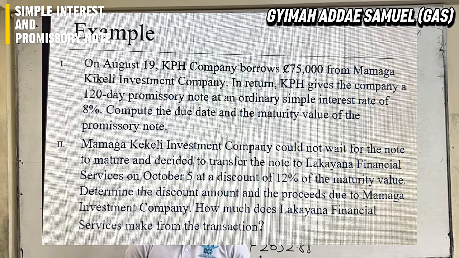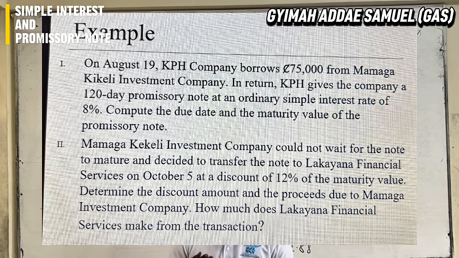Compute the due date and the maturity value of the promissory note. That is the first set, which is the I. Mamaga Kekeli Investment Company could not wait for the note to mature and decided to transfer the note to Lakayana Financial Services.